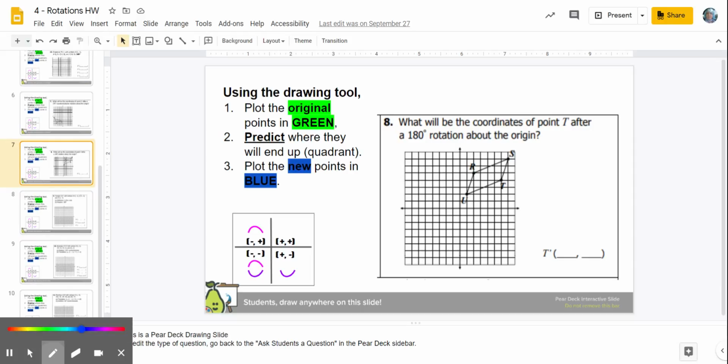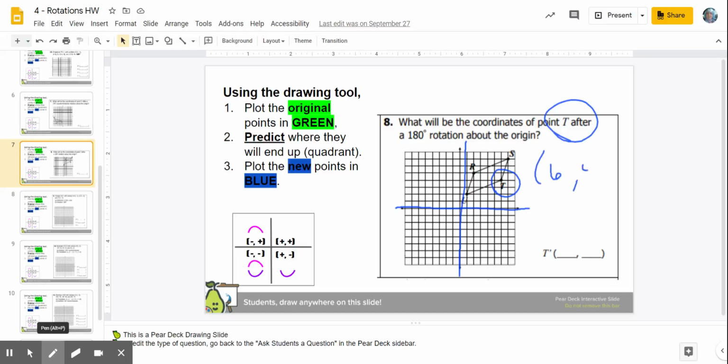What point do I care about? T. What's the ordered pair for T? Sometimes these things the lines are hard to see. 6, 4, awesome. And how am I rotating T? 180. How many quadrants is that? 2. So T is going to move through quadrant 2 and into quadrant 3, and it's going to stop.